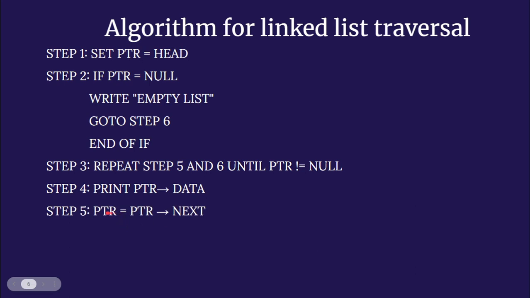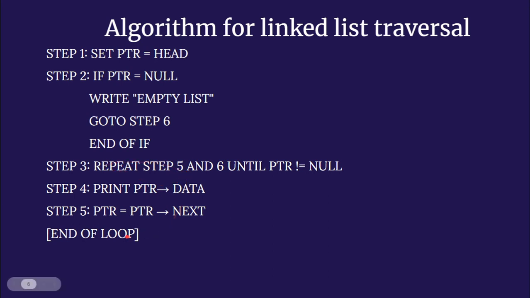Step 5 is PTR is equal to PTR arrow next. That means this will traverse successively. So this will point to the consecutive node by using PTR is equal to next. And then end of the loop. So what is the loop here? The repeat step is the loop.